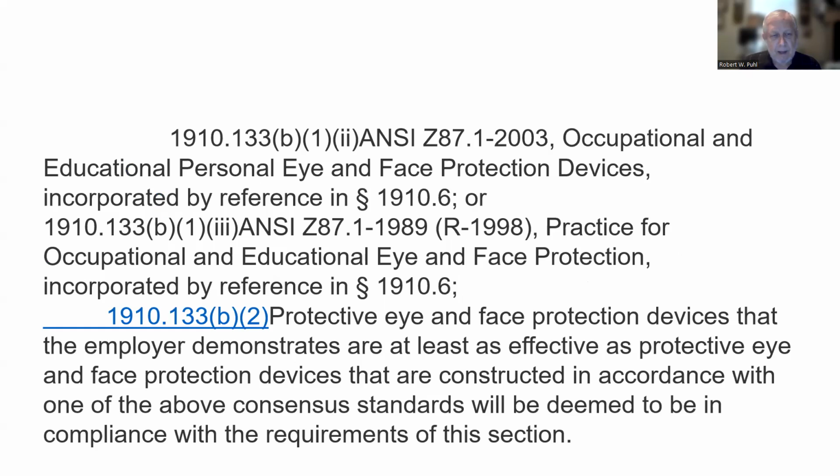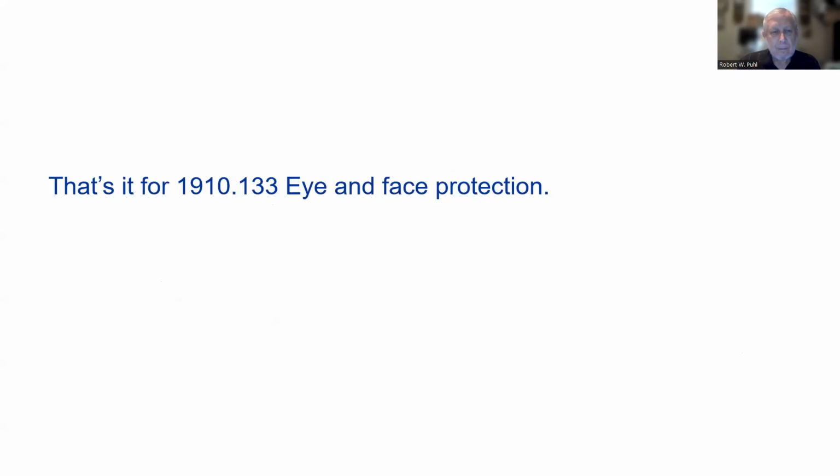Protective eye and face protection devices that the employer demonstrates are at least as effective as protective eye and face protection devices that are constructed in accordance with one of the above consensus standards will be deemed to be in compliance with the requirements of this section. Now, that the employer demonstrates: it doesn't say that the employer wishes it or has it written down that it is or would like it to be. You have to demonstrate that they're at least as effective as protective eye and face protection there. So you just can't say it is. You have to be able to demonstrate it. And that's it for 1910.133, eye and face protection.